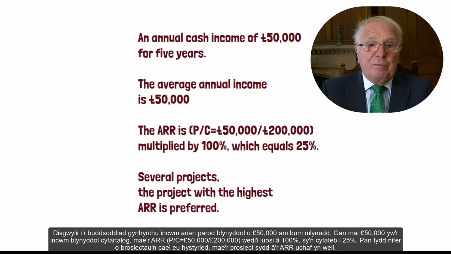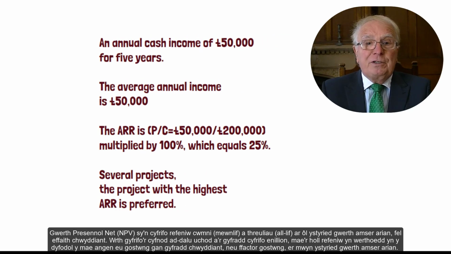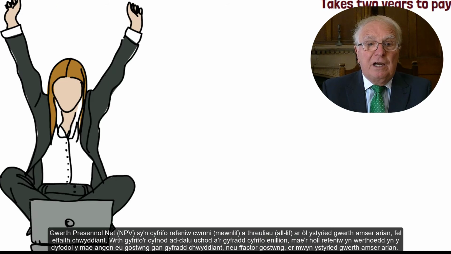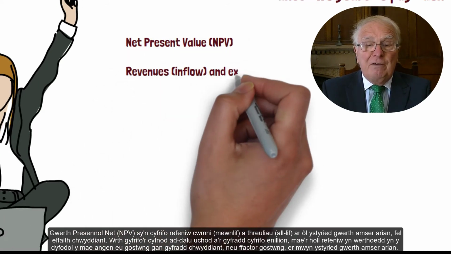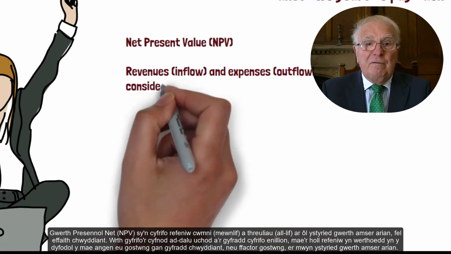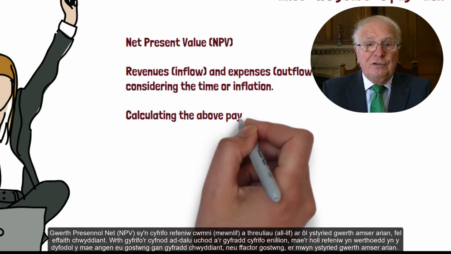When there are several projects under consideration, the project with the highest ARR is the best one, the one preferred. Let's look at net present value, NPV, and calculate that. It's a company's revenues, the inflow, and expenses, the outflow, after considering the time value of money, such as the effect of inflation or the cost of interest.